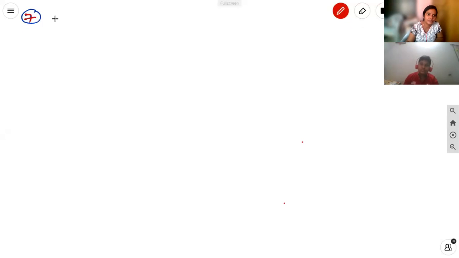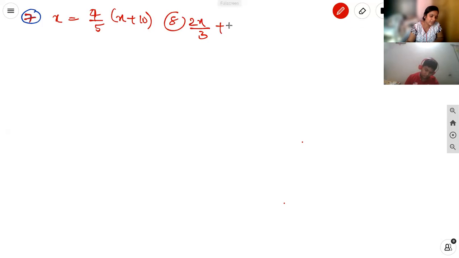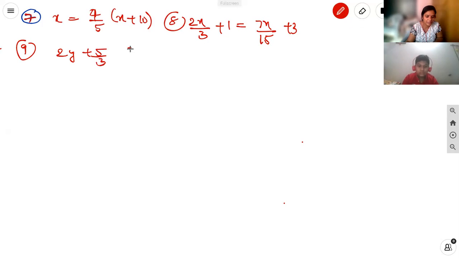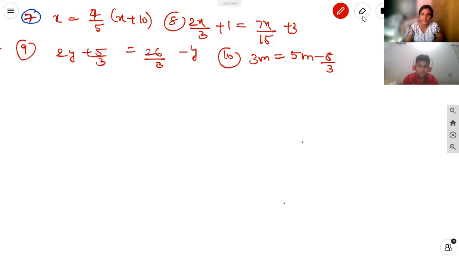Seventh problem: x = 4/5 (x + 10). Eighth one: 2x/3 + 1 = 7x/15 + 3. Ninth one: (2y + 5)/3 = 26/3 - y. Tenth one: 3m = 5m - 8/5.